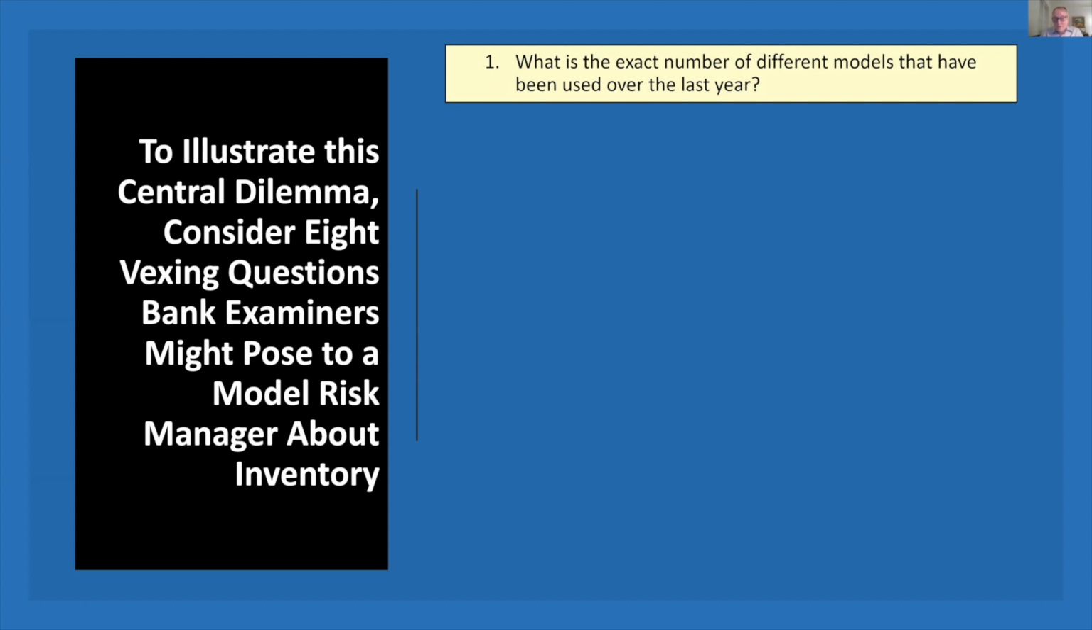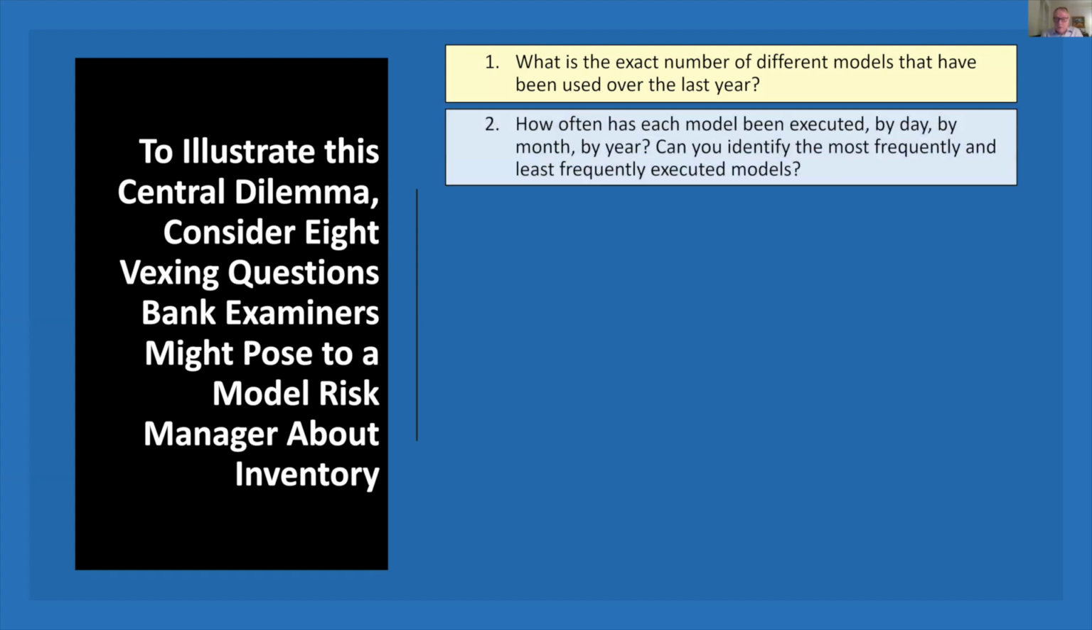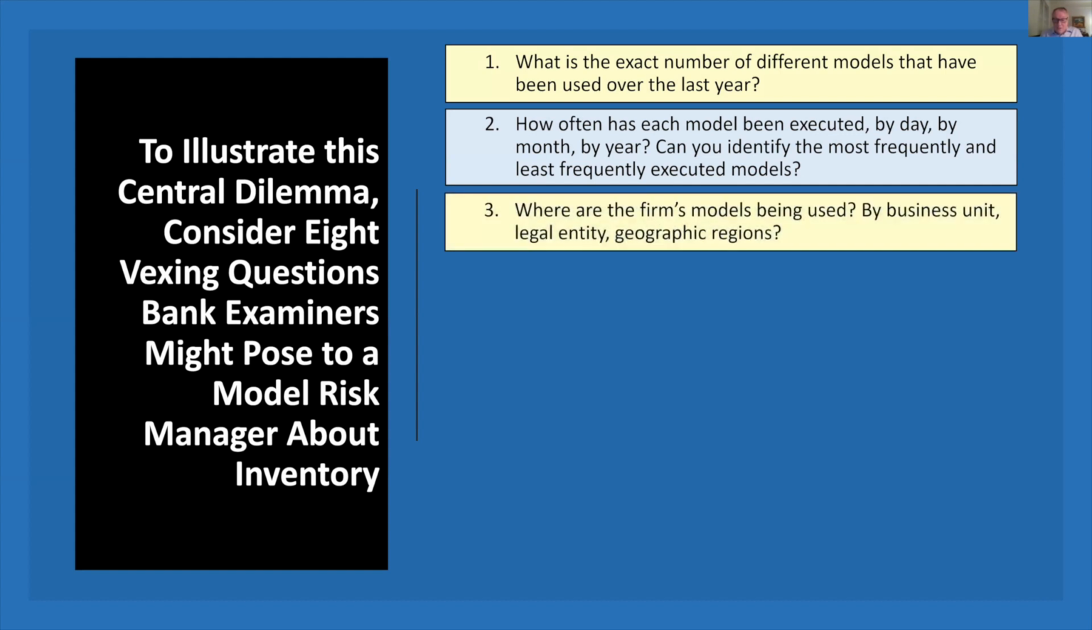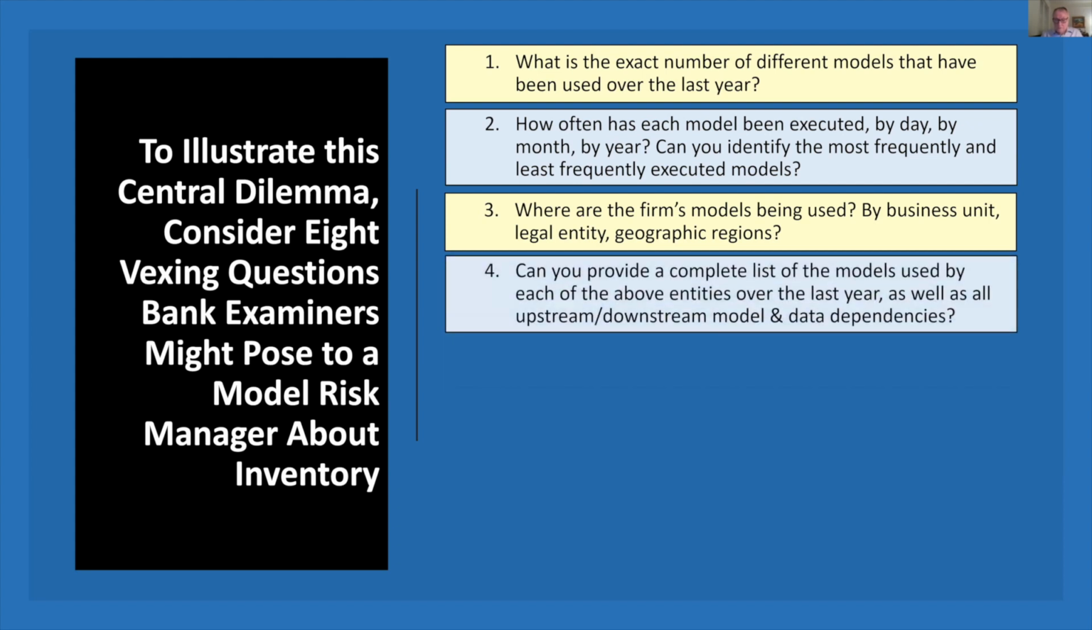What is the exact number of different models that have been used by your firm over the last year? Second question, how often has each model been executed, by day, by month, by year? And can you identify the most frequently used and the least frequently executed models? Where are the firm's models being used? By business, by department, by legal entity, and geographic entity. Who's using the models and where? Can you provide a complete list of the models used by each of the above entities over the last year, as well as all upstream and downstream model and data dependencies?